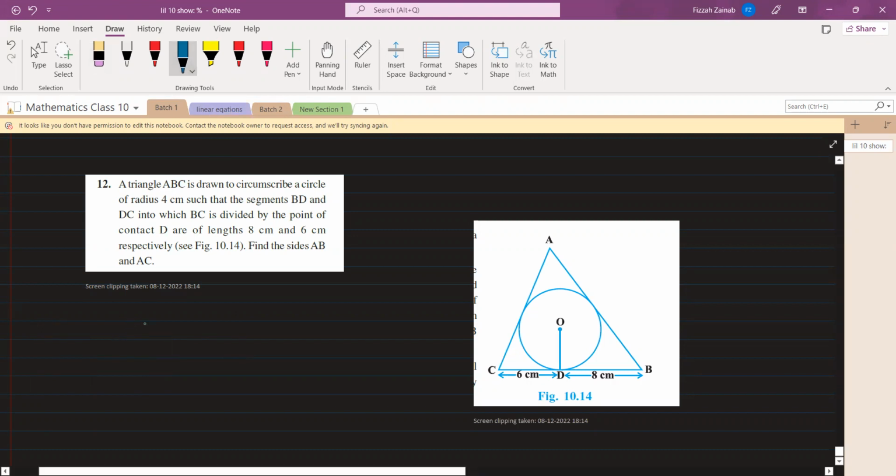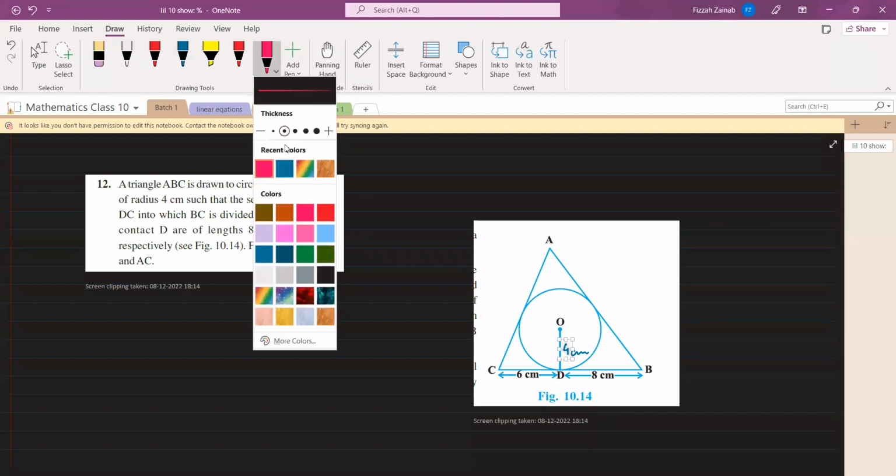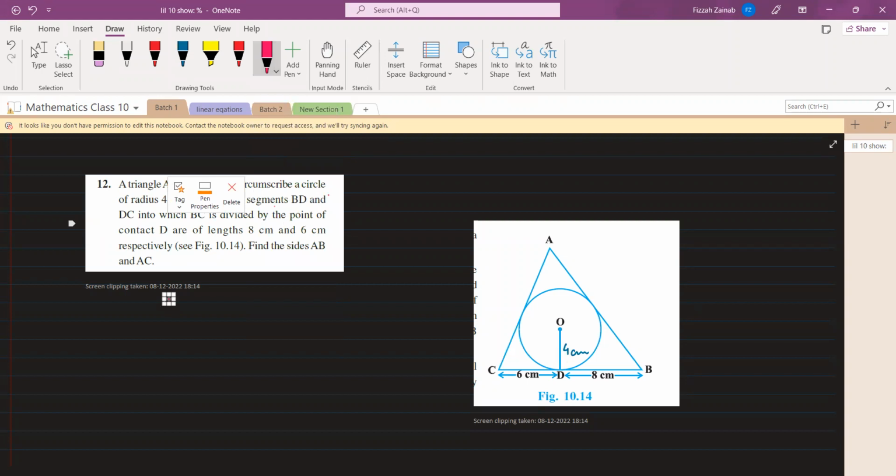Now I have a triangle ABC drawn to circumscribe a circle, as you can see in the figure. So the triangle has circumscribed the circle. That means every side is touching the circle of radius 4 cm. So I can say that this radius OD is 4 cm, right? Now, the segments BD and DC, in which BC is divided by the point of contact D. These lengths are given. This is 8 cm and this is 6 cm. Find the sides AB and AC. So the complete sides AB and AC of this triangle you have to find.